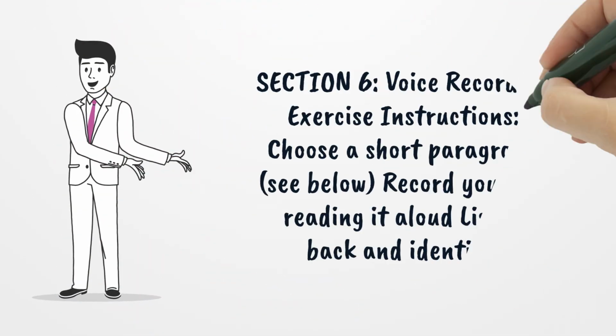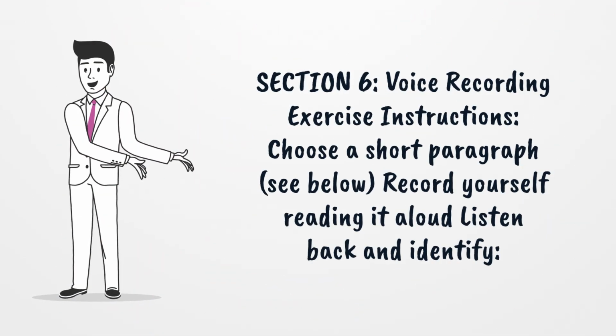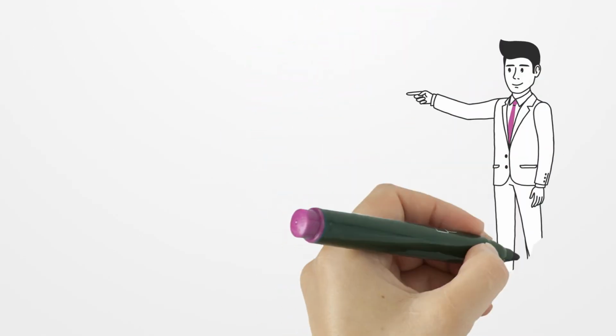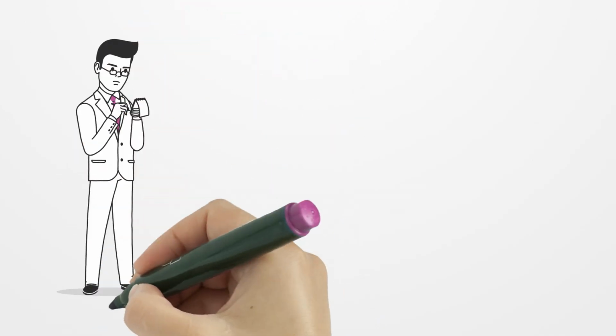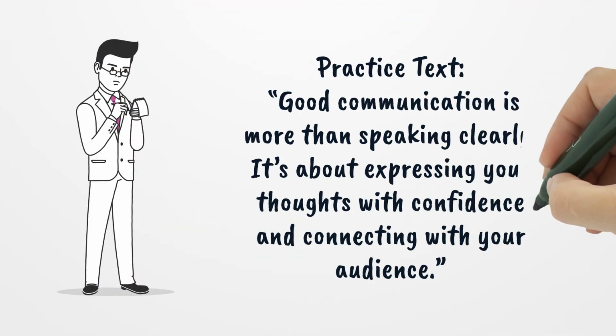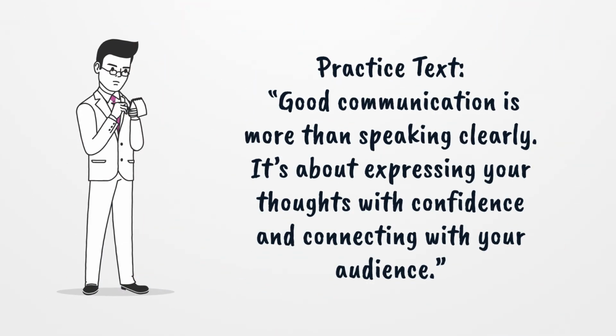Section 6. Voice recording exercise. Instructions: choose a short paragraph. See below. Record yourself reading it aloud. Listen back and identify word stress, intonation, and mispronounced sounds. Record again with improvements. Practice text: Good communication is more than speaking clearly. It's about expressing your thoughts with confidence and connecting with your audience.